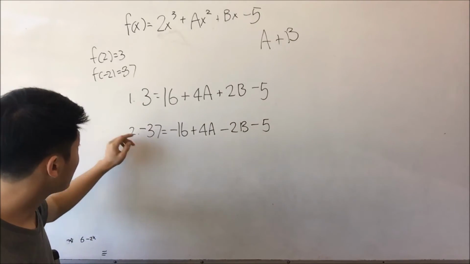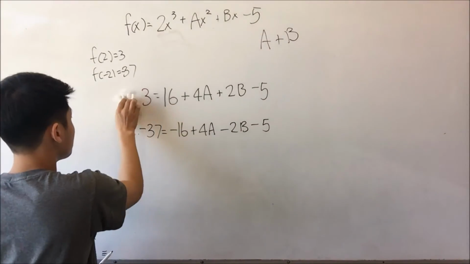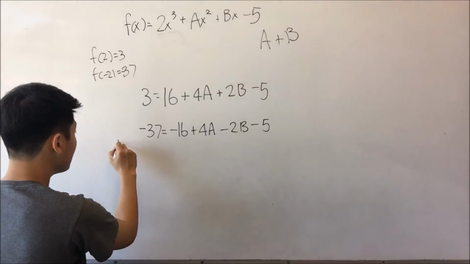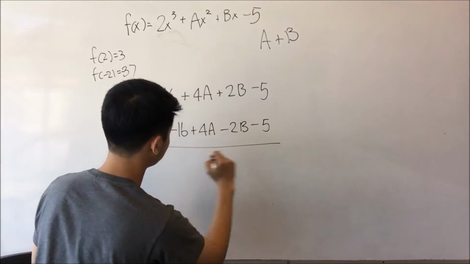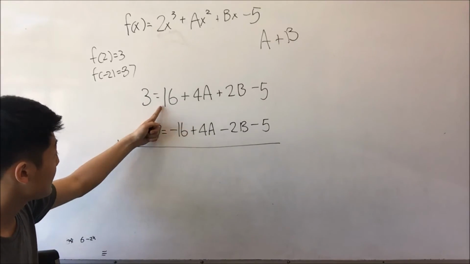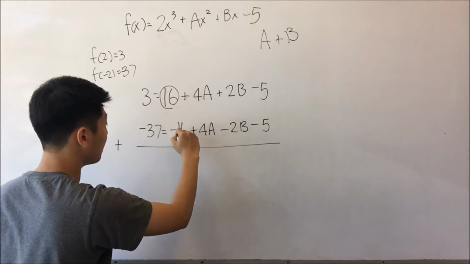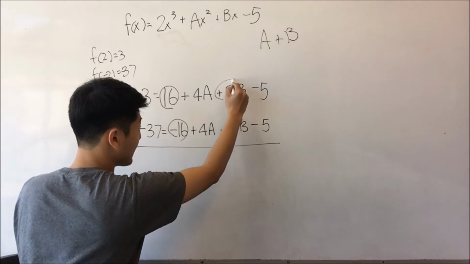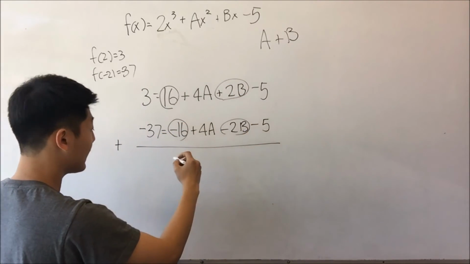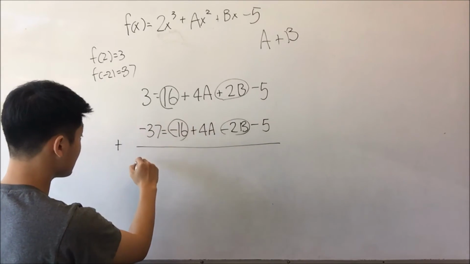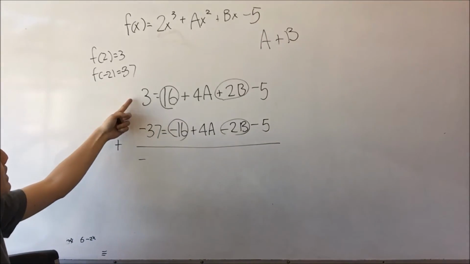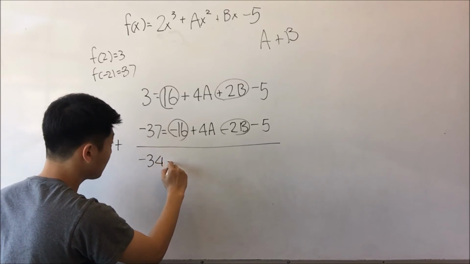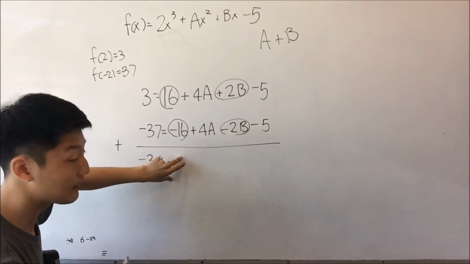So now, let's use the system of equations to solve this. I'll erase 1 and 2. So there are two equations. I'll add these two equations. As you can see, 16 and negative 16 cancel out. Plus 2b minus 2b cancels out. And lastly, negative 37 plus 3 is negative 34, equal to 0, so we don't have to write anything.